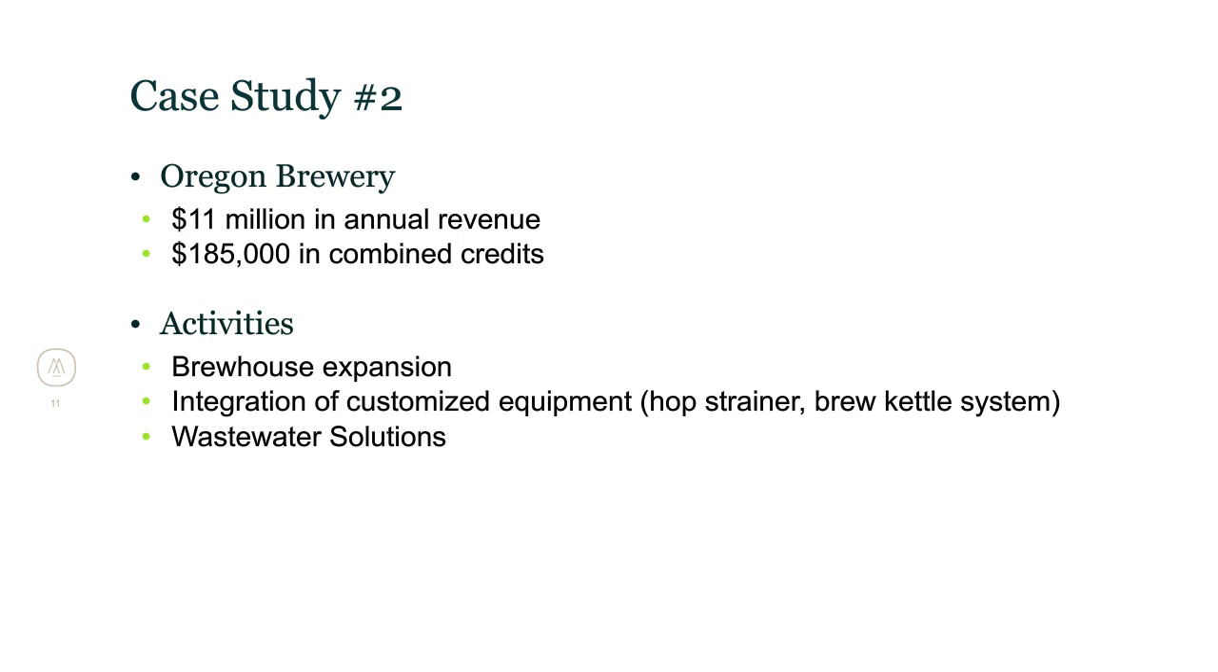So they wanted to integrate new, highly customized equipment into their operation, hop strainer, brew kettle, things like that. And then the other thing that they were looking at was the wastewater treatment. So wastewater needs to meet requirements before it's released and discharged, just according to the Clean Water Act. So they were looking at different ways to process the water in order to discharge it safely. Water can be also naturally acidic and corrosive. So part of this was examining how to lower that acidity and that corrosiveness, because the equipment that the water is running through is very expensive, so they're protecting their assets.